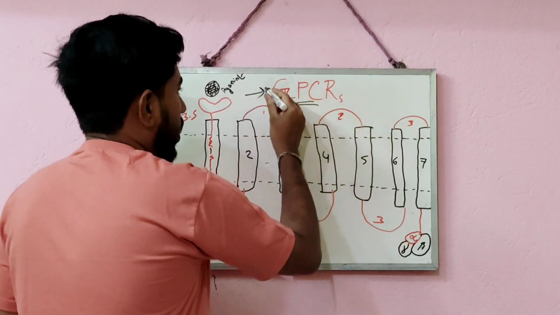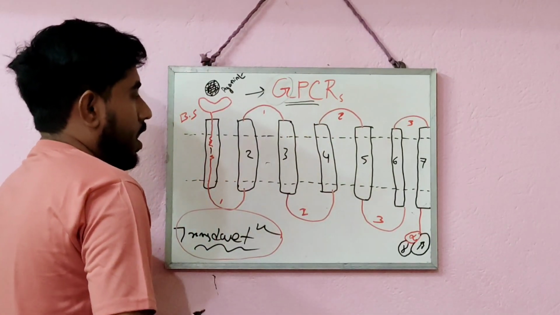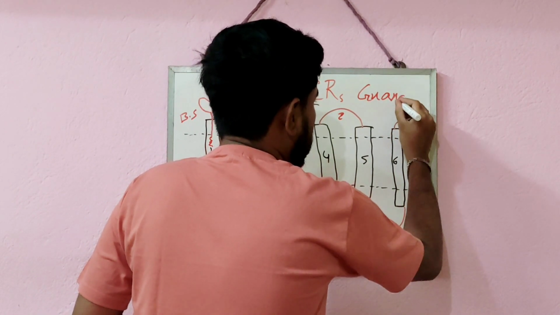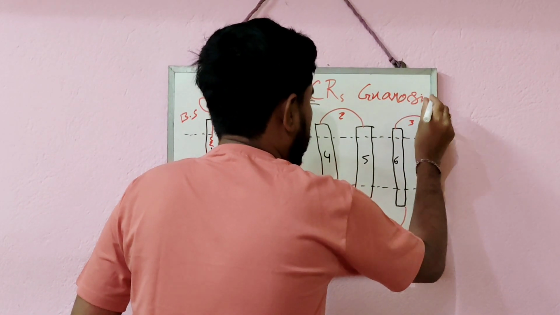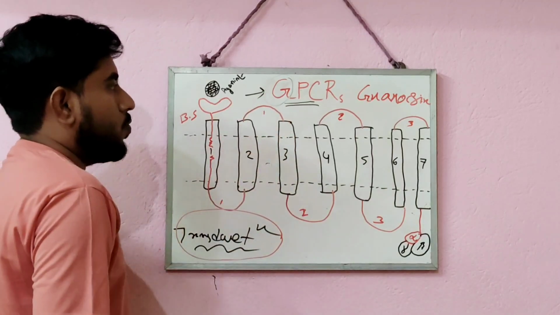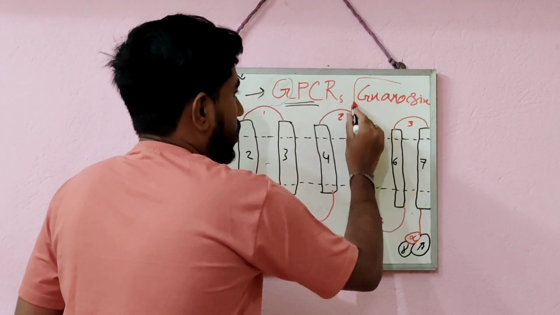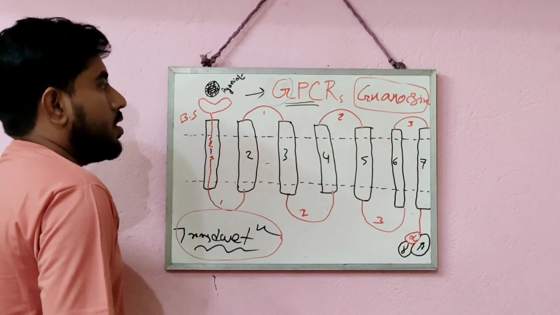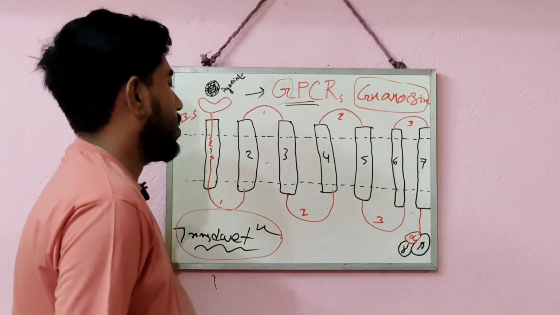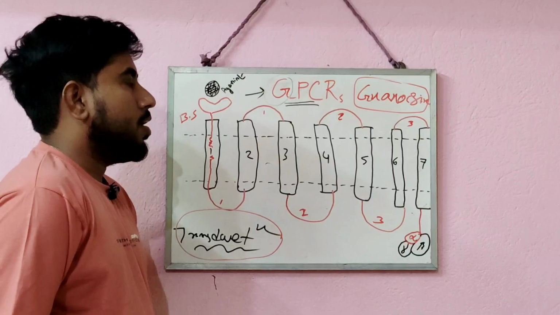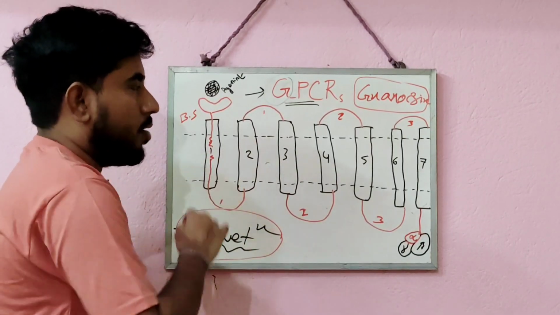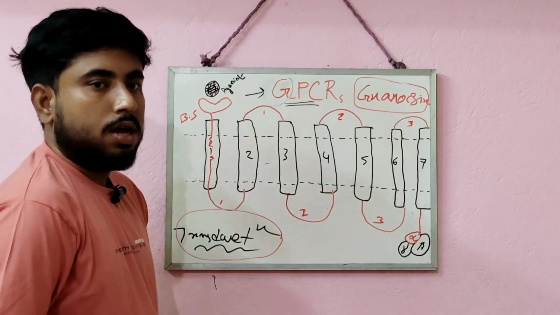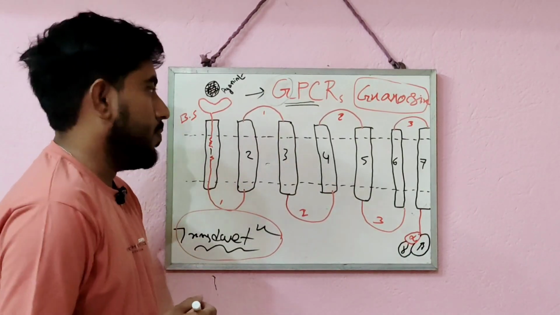In GPCR, what is the G? Here G is guanosine. We have already studied that guanosine is a nitrogen base that is present in our DNA also. Here also guanosine is connected with that receptor, that's why they are called guanosine protein coupled receptors or GPCRs. Most of the receptors present in our body come under the GPCR classification.